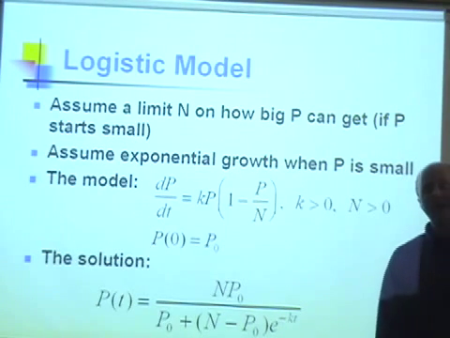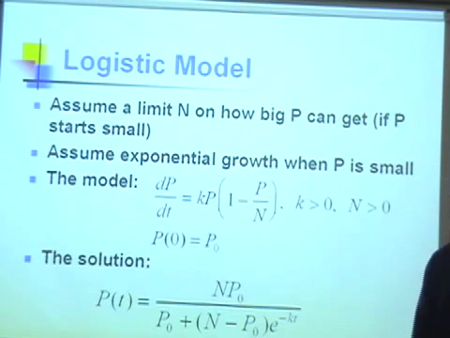Instead of assuming you got exponential growth forever and ever, assume there's some kind of limit on growth. Call it n. Think of n as a limit such that if you start with a small population, when it grows, it can't get above n. It's got to level off before it gets to n.